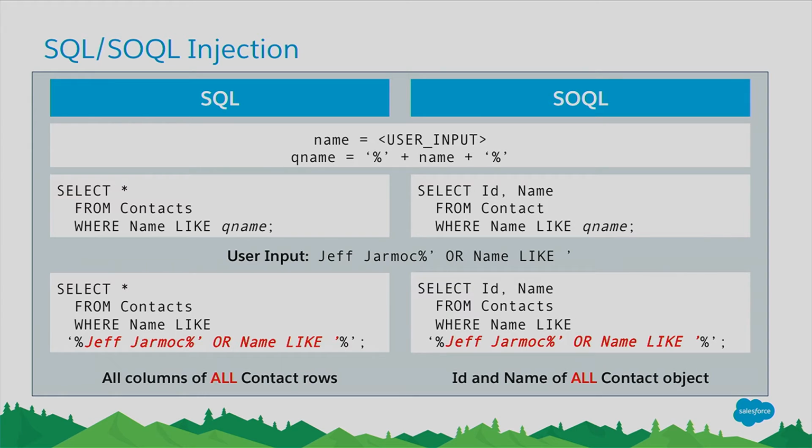So in the case of SQL, this is going to return a record of all columns in that table and all contact rows within that table. On the SOQL side, in this case, it's only going to return the ID and the name of all the contact objects. So again, because we don't have that wildcard in the select statement, the impact is a little bit lessened. But we could get around that with some craftier queries. But at least in this example, it limits the impact some.